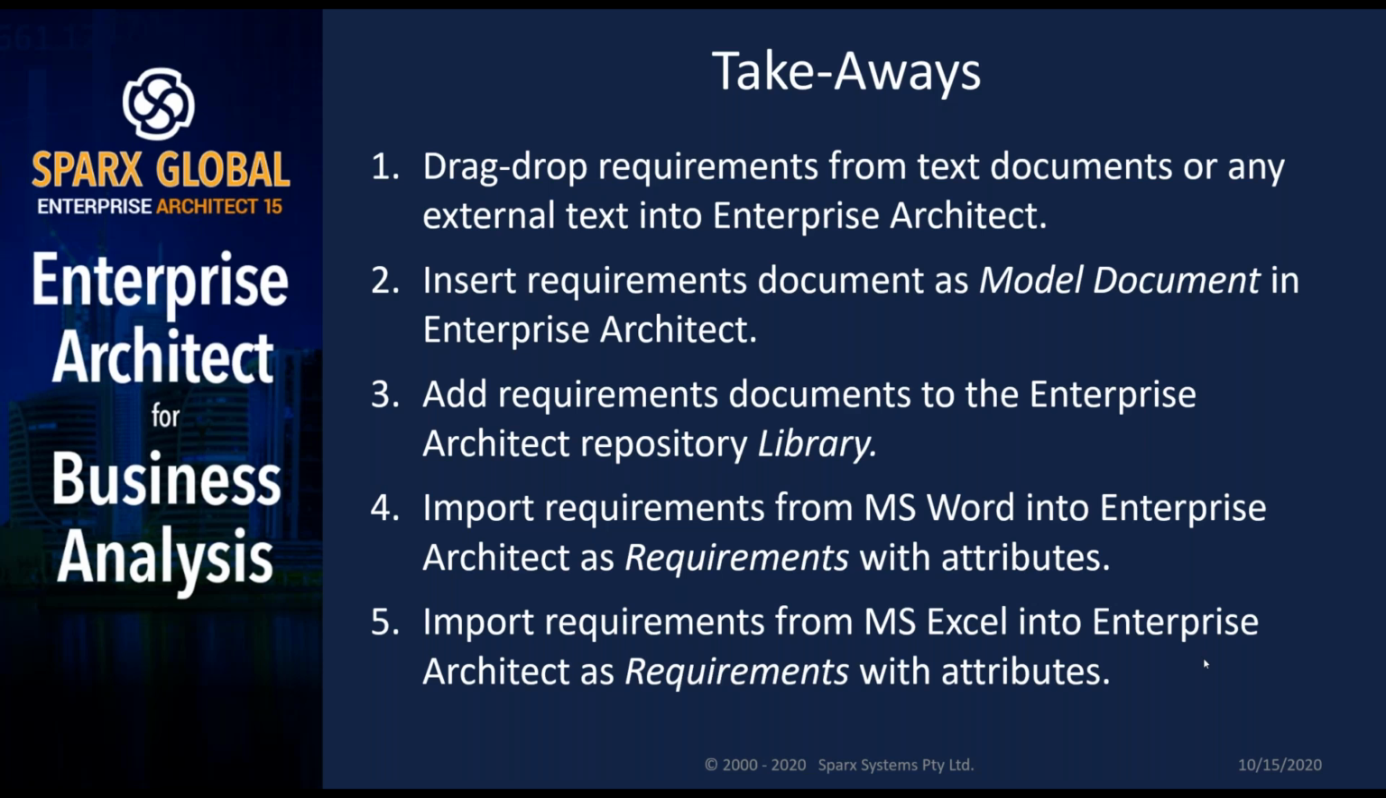Secondly, how to insert a requirements document as a model document. You all know Enterprise Architect is a repository, so you can actually hold a document as a model artifact inside the repository. So how do we do that? And third, somewhat related to the second, we insert or add the requirements document into the library for sharing. It's just like a bookshelf, but in the repository. You can categorize them, group them, and share them. You can have controlled sharing, etc.